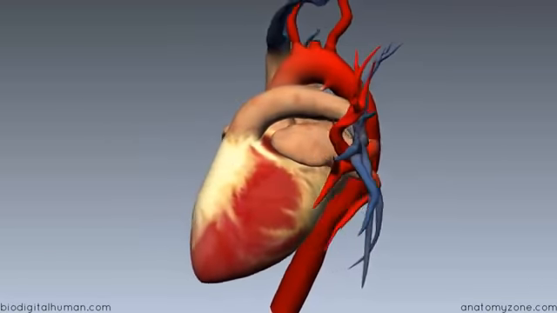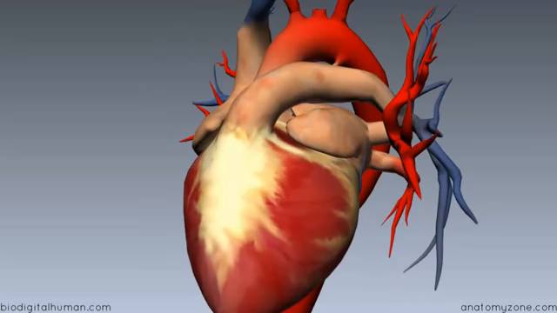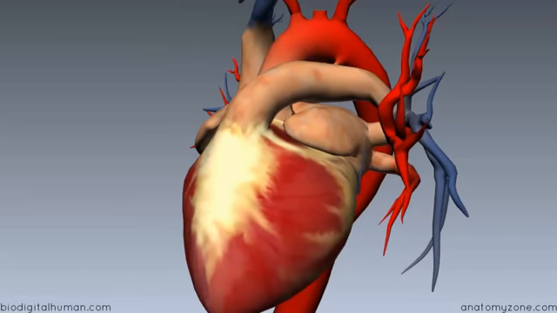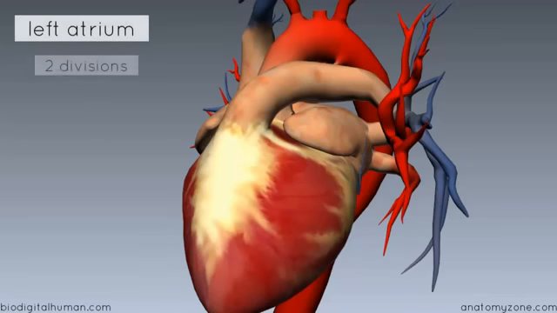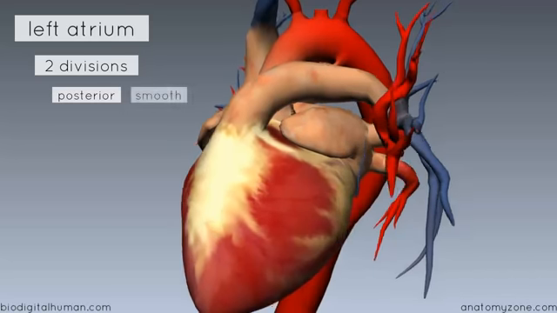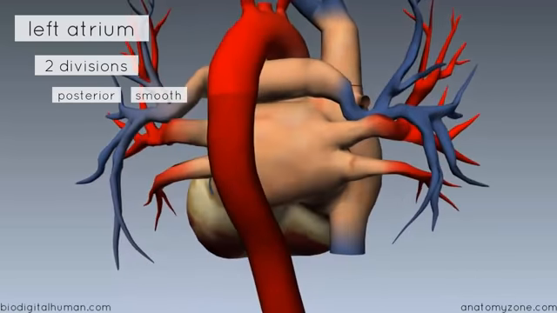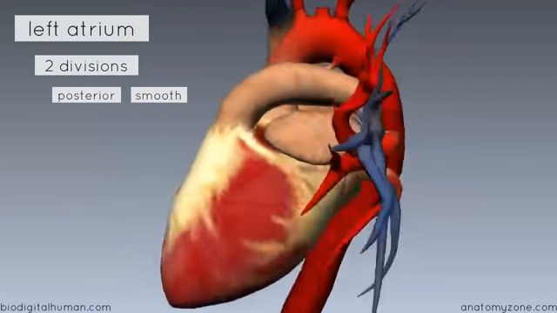So I'll just rotate the model back round again and we'll talk about some of the internal features of the left atrium. Similar to the right atrium, the left atrium has two divisions. It's a little bit smaller than the right atrium, but it's actually thicker. The walls are thicker. The posterior division of the left atrium, just like the right atrium, has smooth walls, and this posterior aspect receives these four pulmonary veins.